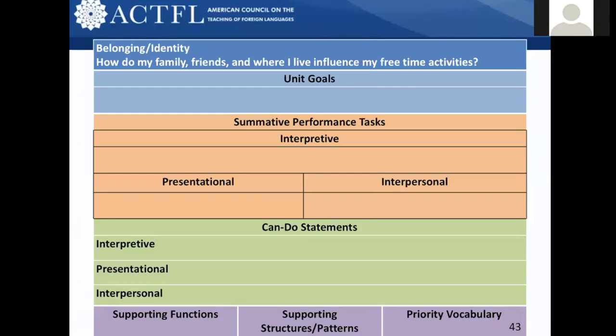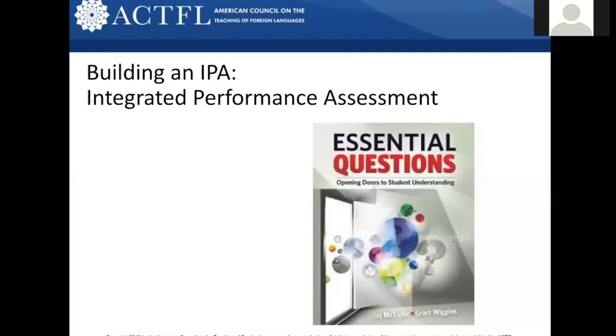What are the can-do statements that are related to those summative performance tasks? And then, as you can see at the bottom part, what are the supporting functions, the structures or grammar that you would need, and also the priority vocabulary. So you're going to start first with your essential question.